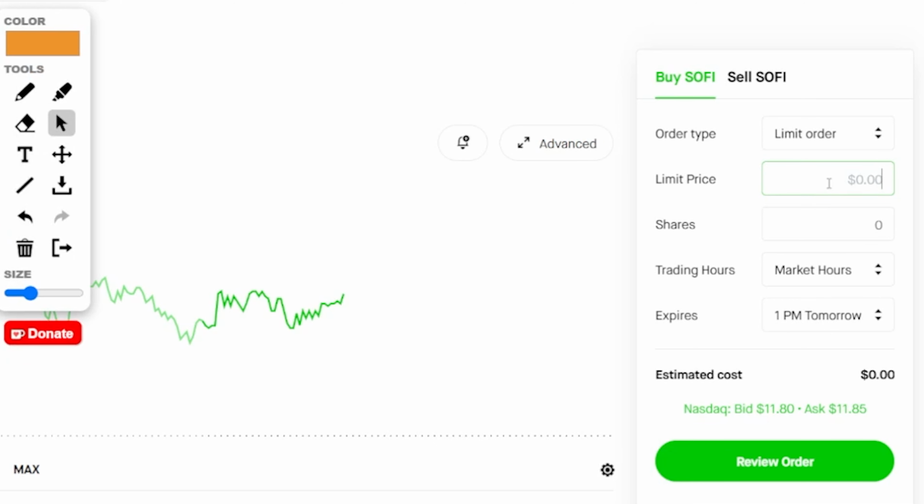So let's say I'm not willing to pay more than $11 for this stock. And it's going to ask us how many shares we want to purchase on this one. So let's go ahead and say we want to do 5 shares of this company. Now you can see down here, the estimated cost is now at $55.